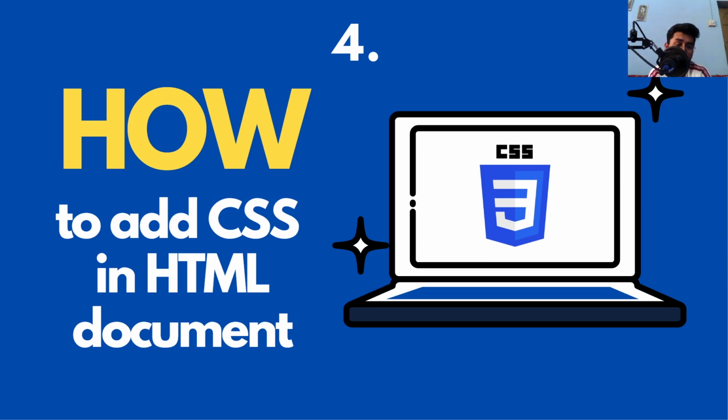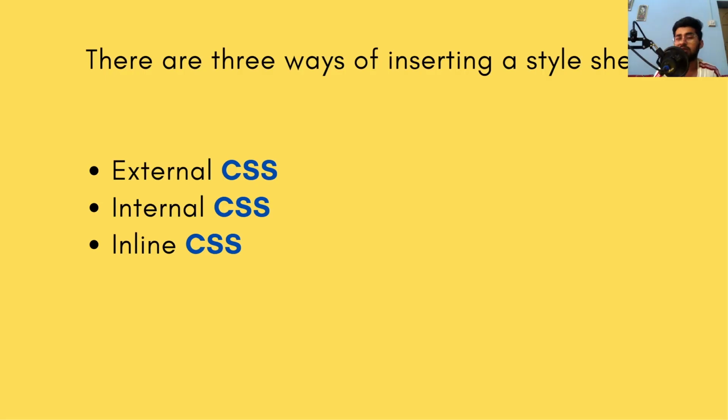This is Fahad, and this video is about how we can add CSS to your HTML document. There are three ways of inserting a style sheet. The first one is external CSS, in which you create an external CSS file and then add it. The second one is internal CSS, and the third one is inline CSS. I will be inserting the CSS in all of these ways, one by one.